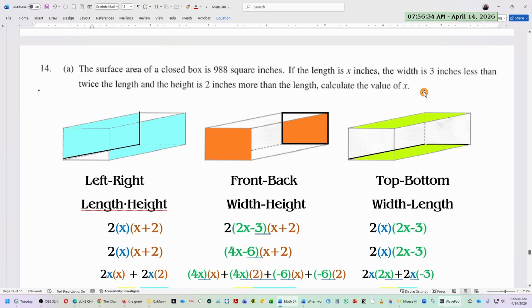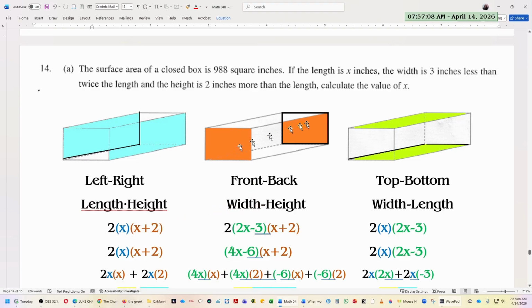So what we have to look at is we have to imagine this box from three different perspectives. If this is the left and this is the right, the dimensions we have would be the length by the height. Now, we have this number 2 because there are two sides we're considering. This x represents the length, which we get from here. And we said the height is 2 more than the length. Okay? So we have the 2 and the x plus 2.